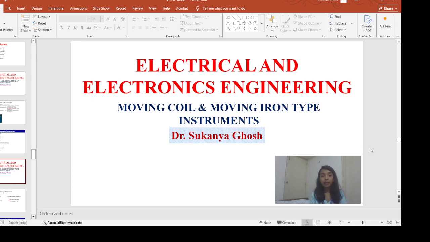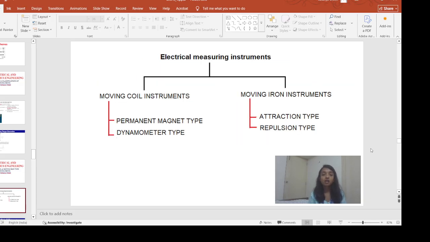Welcome back again. Here we will discuss the moving coil and moving iron type instruments. Electrical measuring instruments are classified into two types: moving coil instruments and moving iron instruments. Moving coil instruments are classified into two: permanent magnet type and dynamometer type. Moving iron type instruments are also classified into two types: attraction type and repulsion type.